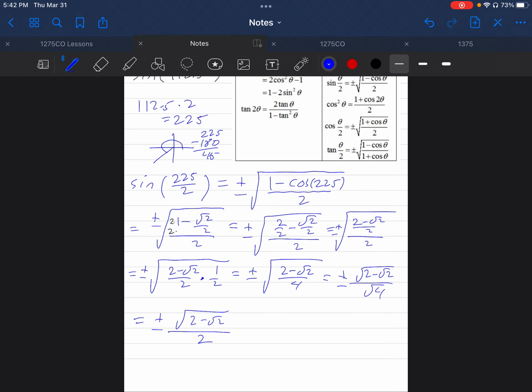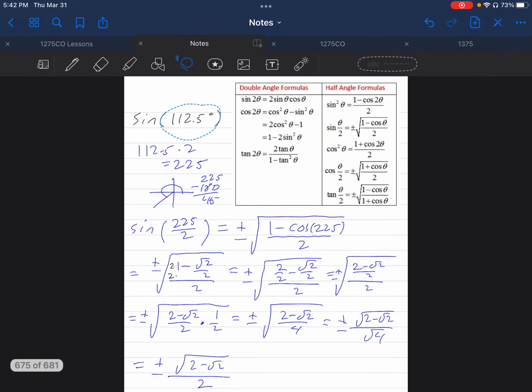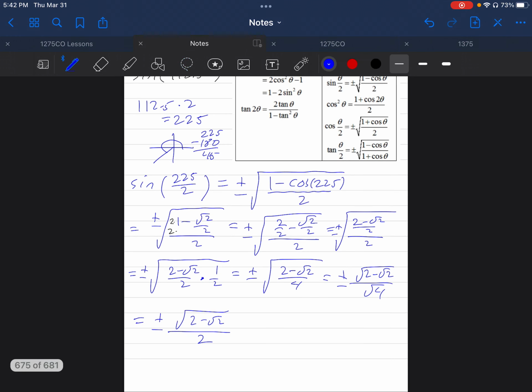Now, we can't have two answers. Is this positive or negative? We're looking at the sine of 112.5 degrees. And since that is an angle in the second quadrant, that means our answer is just regular positive radical 2 minus radical 2 divided by 2.